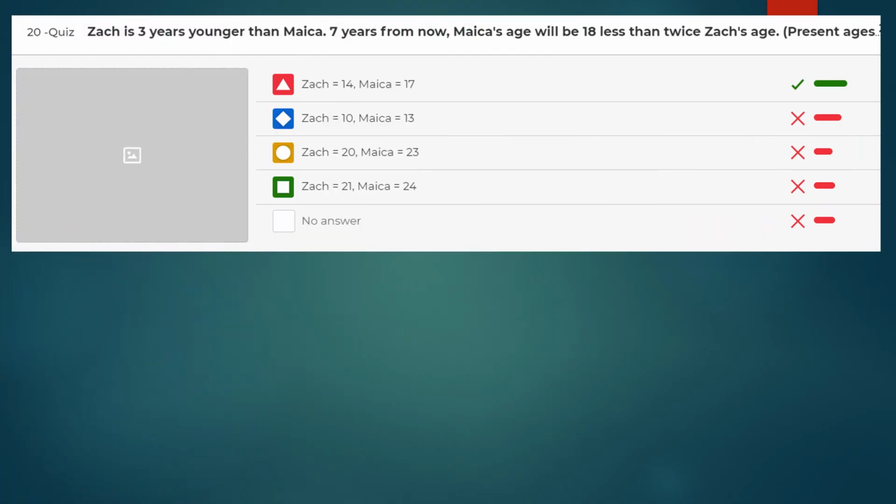Okay, so let us have an age problem for item number 20. So, we mentioned here, ayan, that Zach is 3 years younger than Micah. Okay? So, kinumpare yung age dito ni Zach kay Micah. So, i-represent natin yung mga ages nila using variables. So, sabi dyan, we have Zach and Micah. Ayan. So, sabi doon, Zach is 3 years younger than Micah.